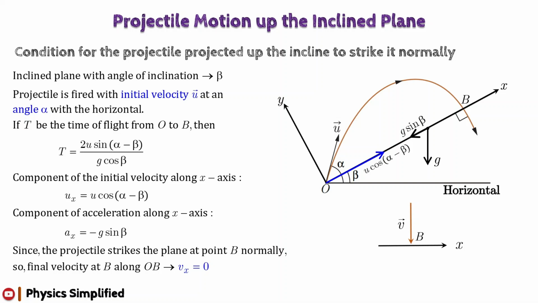We know that if a vector is perpendicular to a line, its component along that line is 0. That is why the component of the velocity of the projectile at point B along the positive x-axis is 0.